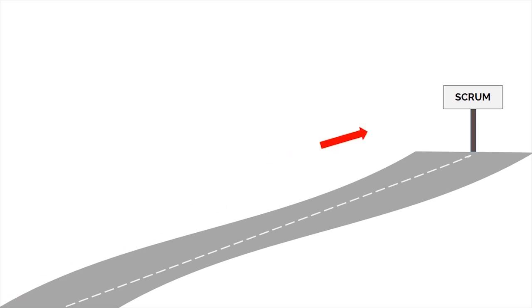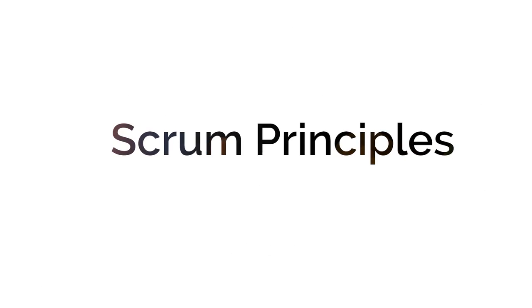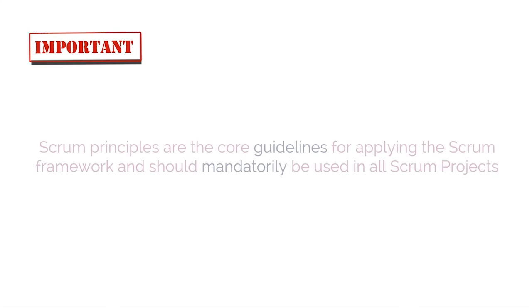So far, in our journey towards Scrum, we have learned how to use the Scrum body of knowledge. In many of the previous videos, we have only mentioned the Scrum principles. Now, in this module, we will look at these principles more closely. So why are these principles so important? Because the Scrum principles are the core guidelines for applying the Scrum framework and should always be used in all Scrum projects. So let's take a look at these principles.